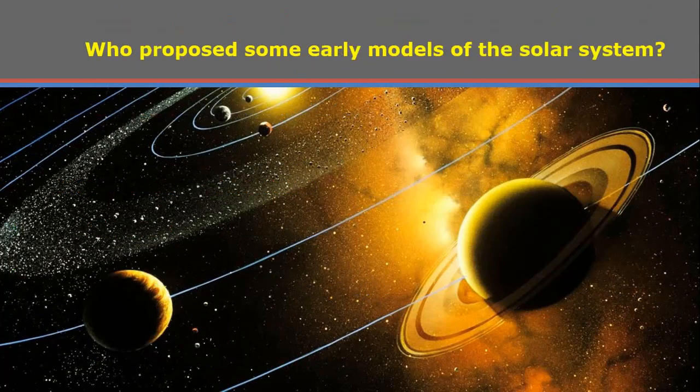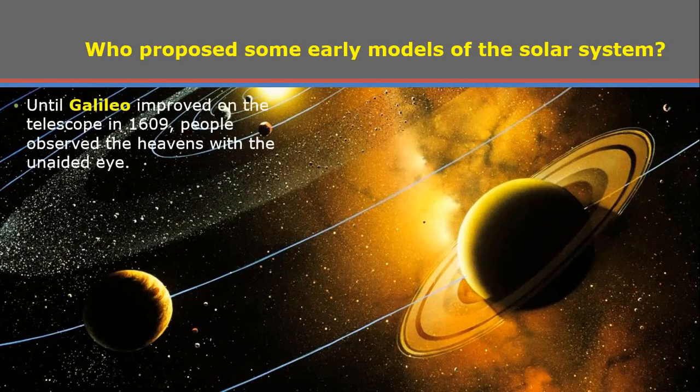Who proposed some early models of the solar system? I remind you, we say early models. The early models of the solar system, of course, as we just mentioned in the slide before this one, were geocentric, right? And so we're going to go back and see more about the geocentric model.